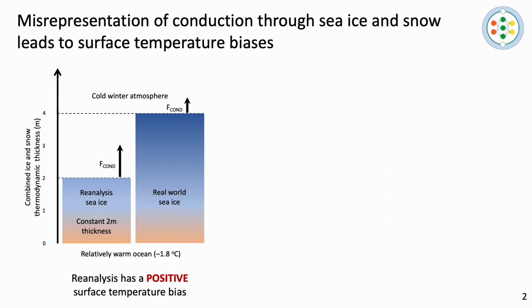Just imagine a reanalysis where the sea ice has a constant thickness of 2 meters. In the real world, we can still find sea ice that's thicker than that. And we know that for this thicker ice, the vertical conductive heat flux will be lower compared to the thinner ice. This leads to a colder equilibrium temperature at the interface between the sea ice and the atmosphere. And normally the presence of snow exacerbates this, as we know that the snow conducts even less heat than the ice. Under these conditions, which are very common in the Arctic Ocean during winter, we will have a positive temperature bias, meaning that the reanalysis is too warm compared to the observations.